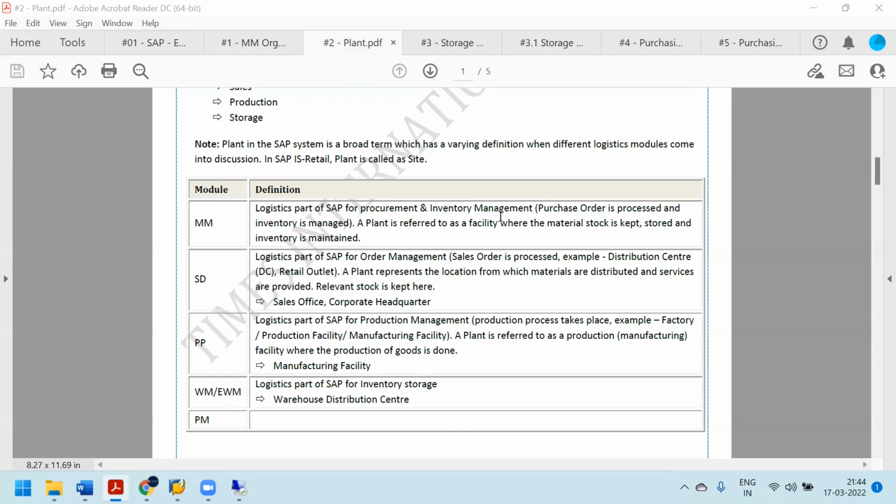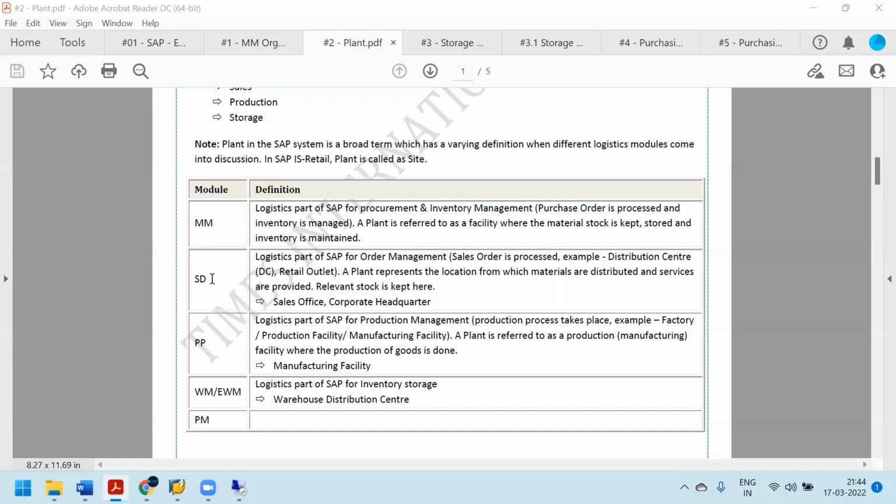What it means is, plant is an entity for which procurement is carried out, where purchase orders are processed and inventory is managed. So a plant is referred to as a facility where material stock is kept, stored and maintained, and inventory is maintained. This is the definition of plant from the MM module point of view.